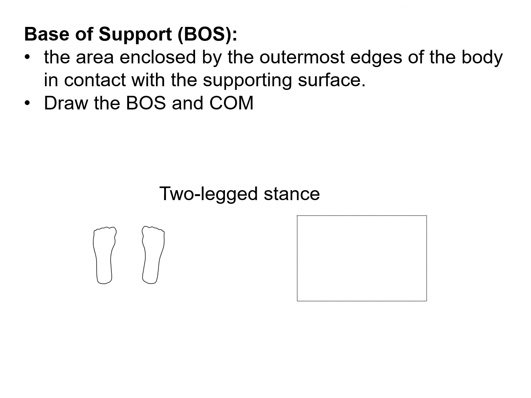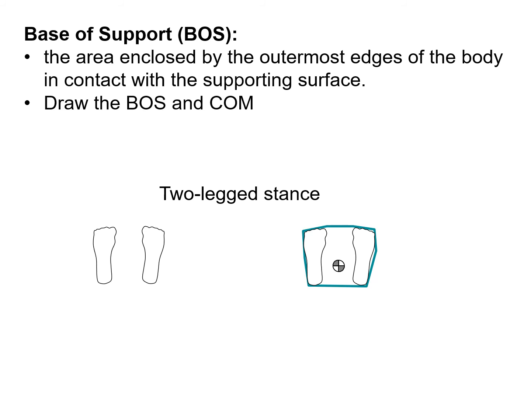So now let's look at base of support. Our base of support is the area enclosed by the outermost edges of the body, or segment of the body, that is in contact with the supporting surface. So in this scenario, we can look at somebody standing on both legs and draw their base of support and place where their center of mass should be. So right here, we've drawn a square around the outer edges of their feet. So this is their base of support.